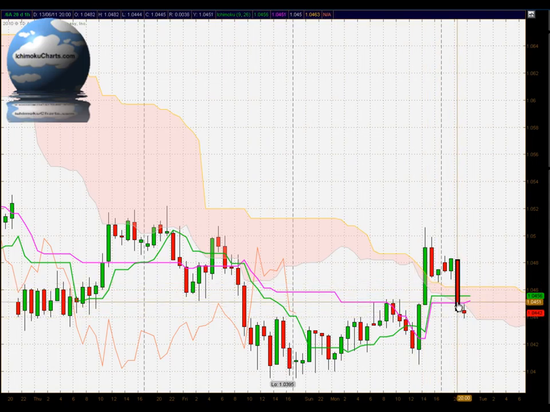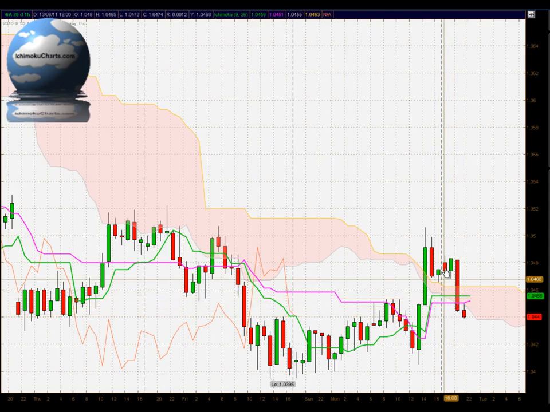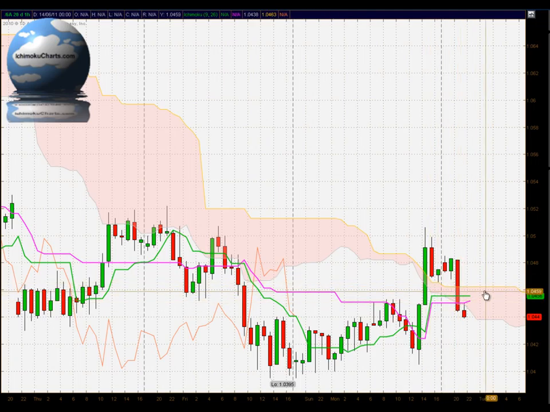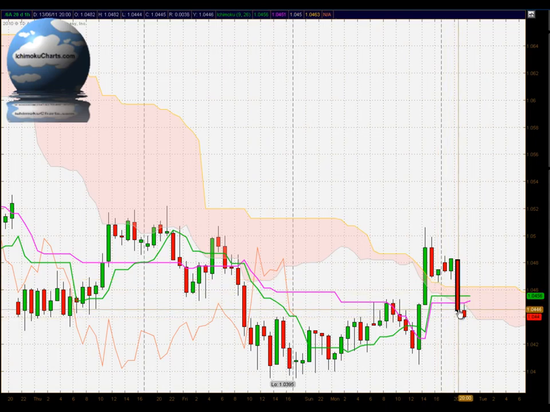Now, as we had this red body candle taking out the cloud to the downside, we also took out the Kijun-sen and Tenkan-sen. So in one swoop, the market became bearish in the medium term, fast term, and the long term time frames. Now, whether this market continues to the downside remains to be seen.